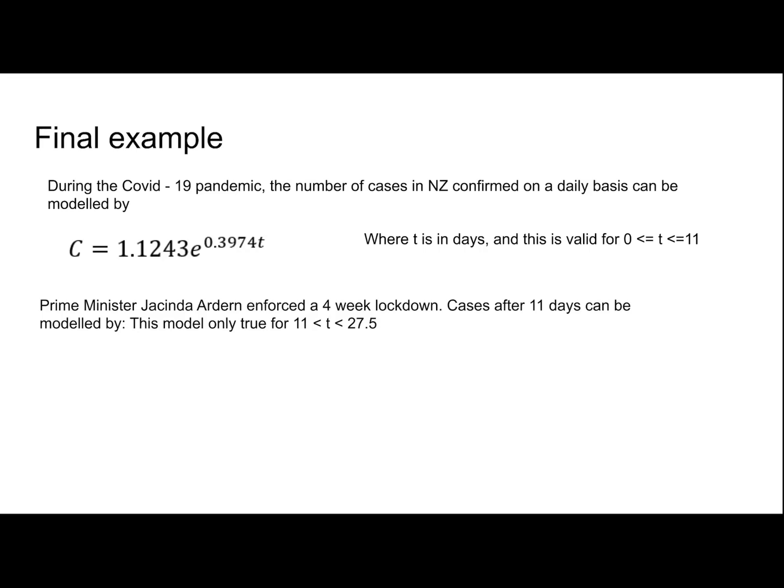Alright, so Prime Minister Jacinda Ardern enforced a 4-week lockdown. Cases after 11 days can be modeled by this quadratic equation: C equals 0.636 t squared minus square root of 392.92572 t plus 270.61.